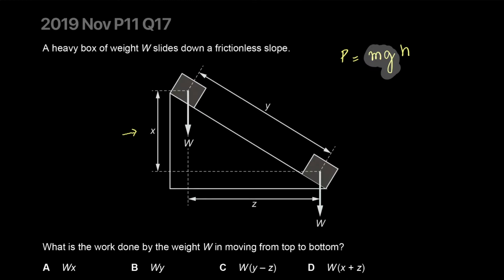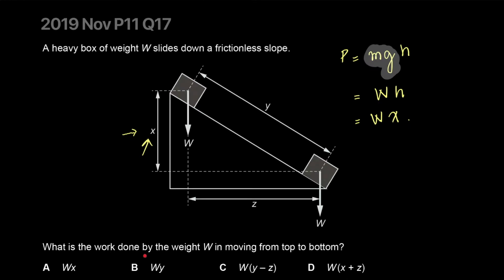So that's W times h, but we don't have h either, but h is given to us as x. So it's just Wx. That's the potential energy change from here coming down all the way here, right? It's frictionless, so anything else doesn't really matter. So that's the work done. That is the work done from converting this energy to kinetic energy, right?